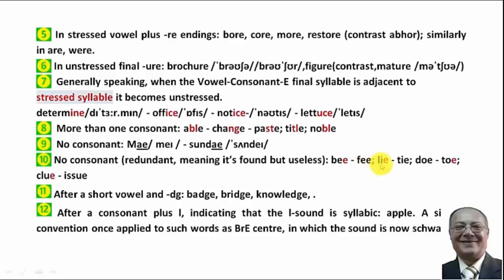Be, fee, lie, tie, though, toe, clue, issue. After a short vowel and DG: badge, bridge, knowledge. After a consonant plus L, indicating that the L sound is syllabic: apple. A similar convention once applied to such words as, in British accent, center, in which the sound is now schwa.